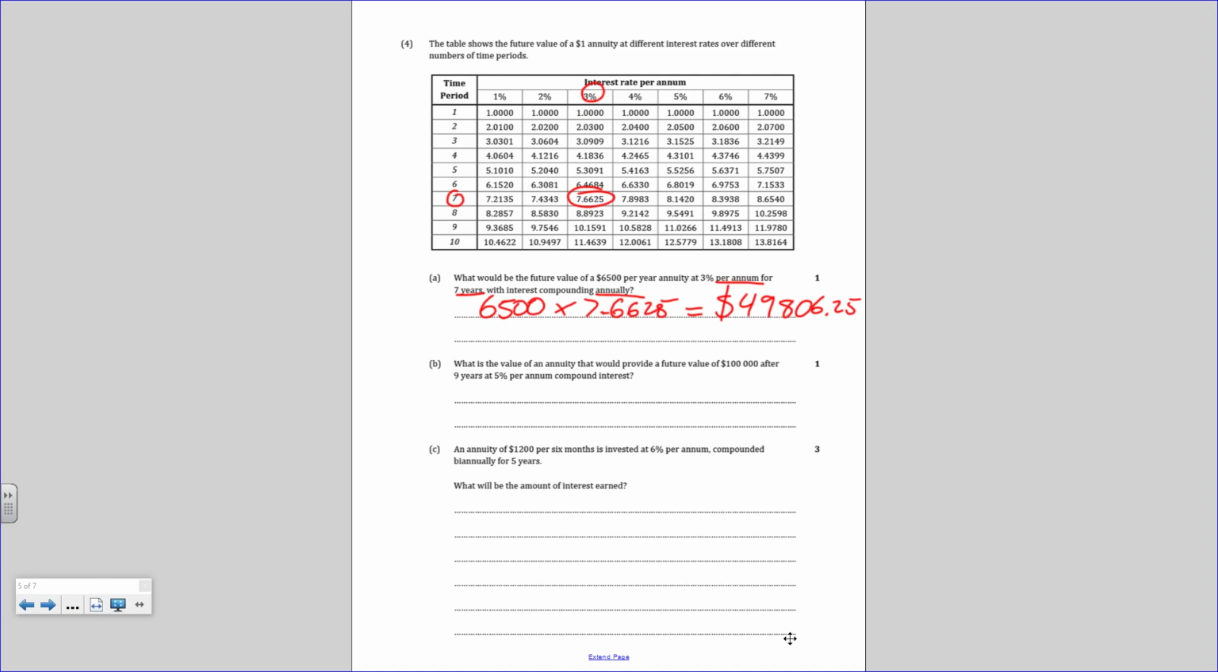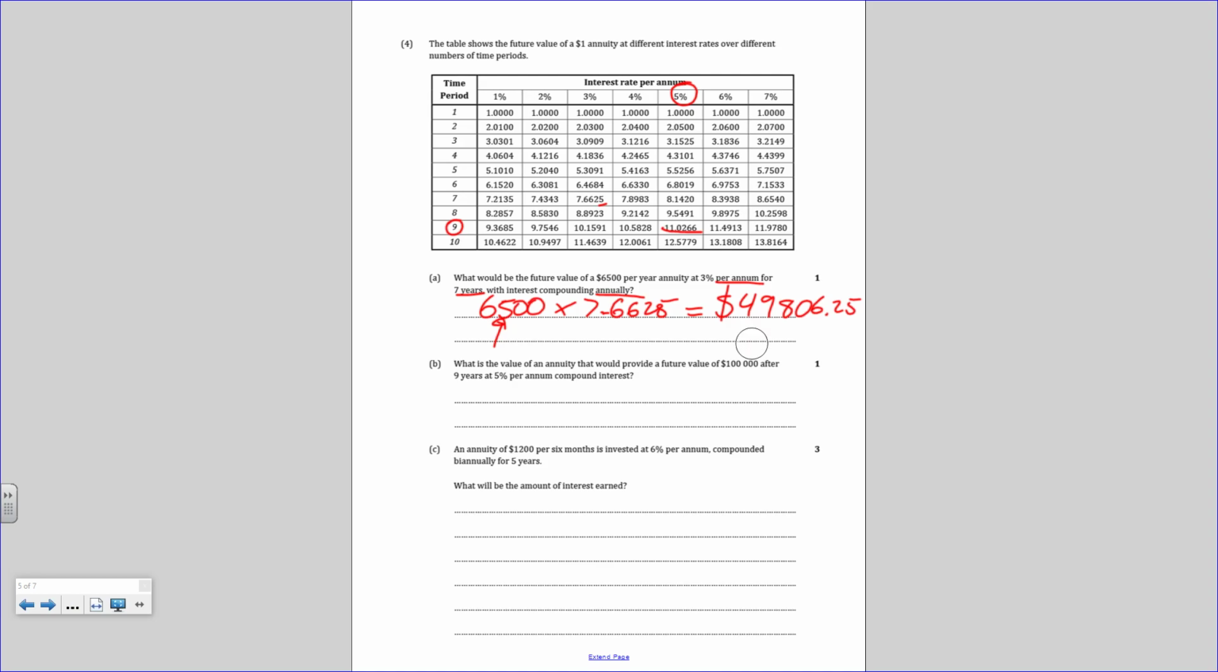Question B, what is the value of an annuity that provides a future value of $100,000 after 9 years at 5% per annum compound interest? So again, no changes need to be made. We're just looking at 5%, 9 years. So we're looking at that 11.0266, except we're doing an opposite now. So we know what the future value is. We need to find the value of the annuity. So in part A, we knew what the value of the annuity was, and we just times it by the interest factor to find the future value.